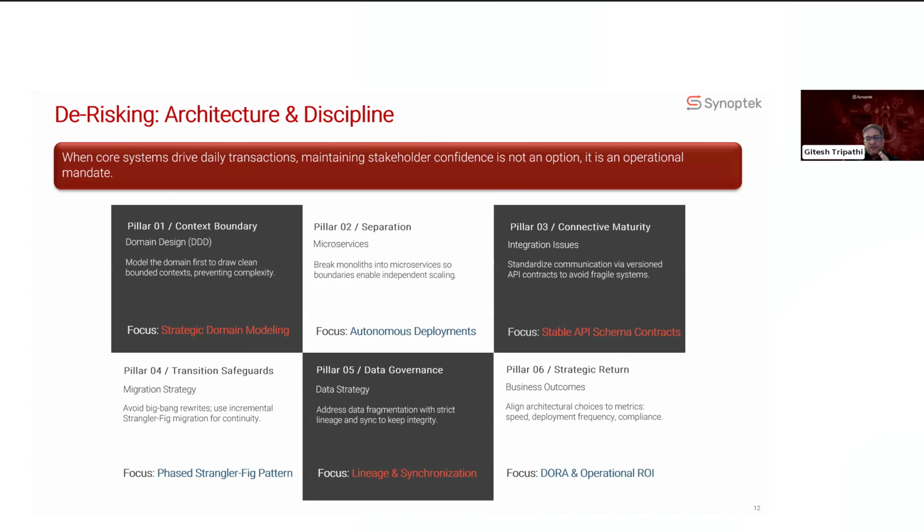And then obviously the sixth one is continuously measuring the outcomes, the business outcomes from the architectural choices that you have made. Some of you would have heard of the DORA metrics, and then there is operational ROI, where an organization will decide what makes sense for them. So these are the architecture principles and the discipline that one must keep in mind when going ahead with the pro code approach, ensuring that we are de-risking what we are trying to create as a part of modernization. Next up.